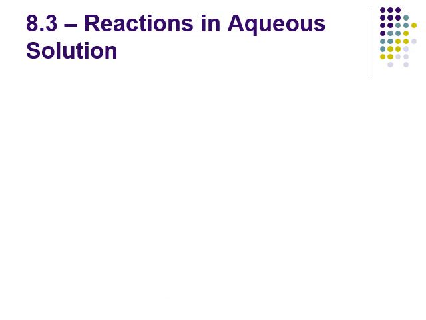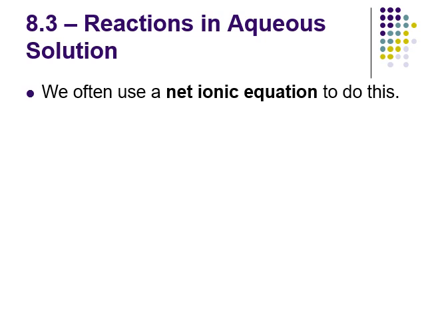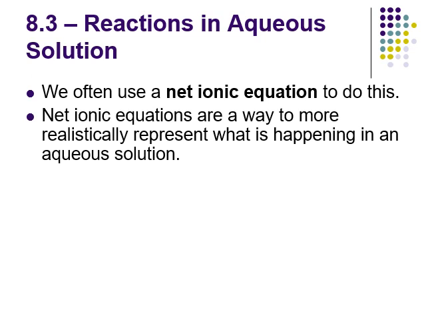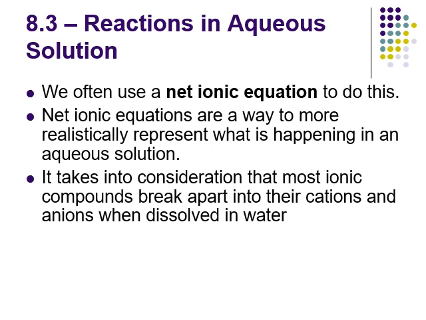Okay, so now we're going to look at reactions in aqueous solutions. Again, this means things dissolved in water. These can get kind of messy, and because of this, we often use something called a net ionic equation to do this. The net ionic equation is a simplified version of the equation that shows really the stuff that's actually changing. It's focusing on the exciting part of the reaction. And what this is taking into consideration is that most ionic compounds, and especially the ionic compounds we're going to be dealing with, will break apart into their cations and anions when they're dissolved in water.